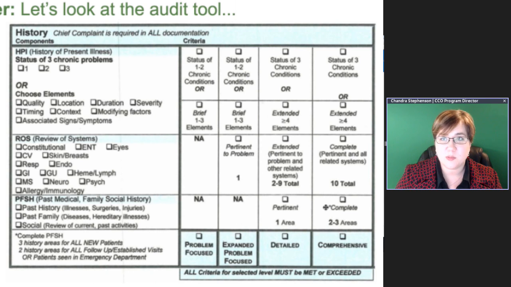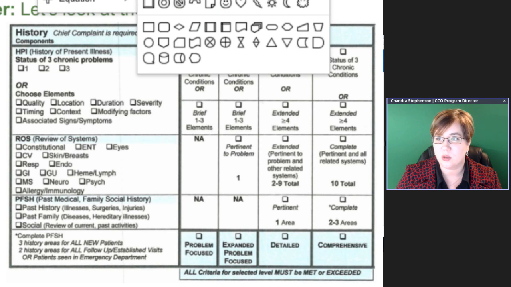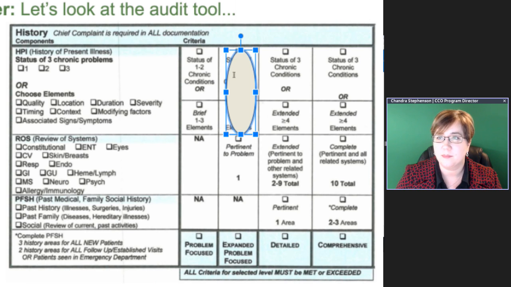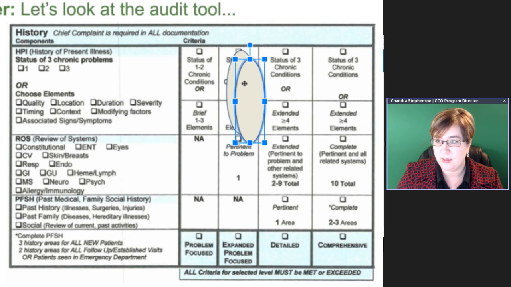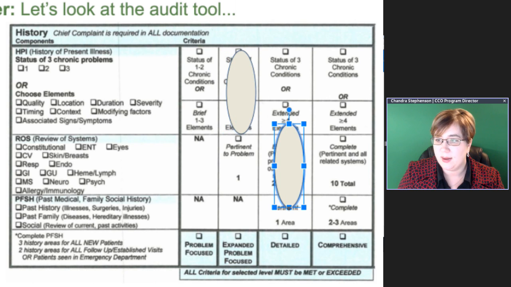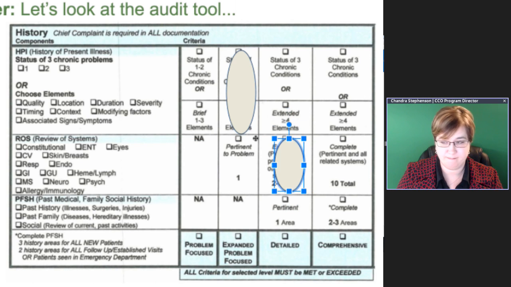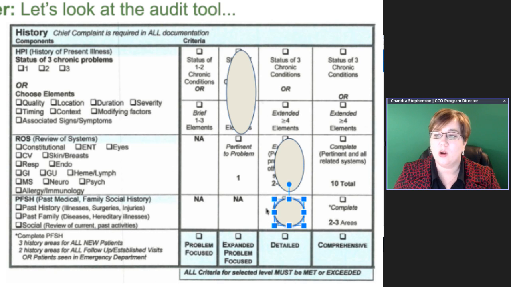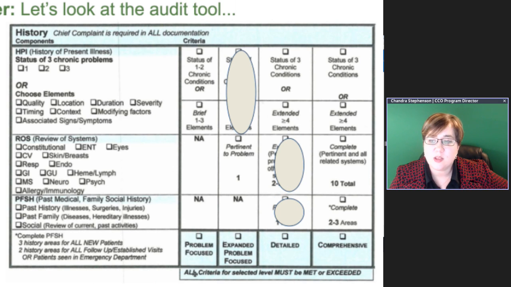So in the scenario that this particular person gave me, and I'm going to draw a little circle so you know where I'm at, okay, we had an expanded problem-focused HPI, so I'm going to mark that. We had, duplicate that, we had a detailed review of systems, and we had a detailed past, family, and social history. How do we determine then our overall level of history? Well, it says right down here that all criteria for a given level must be met or exceeded.